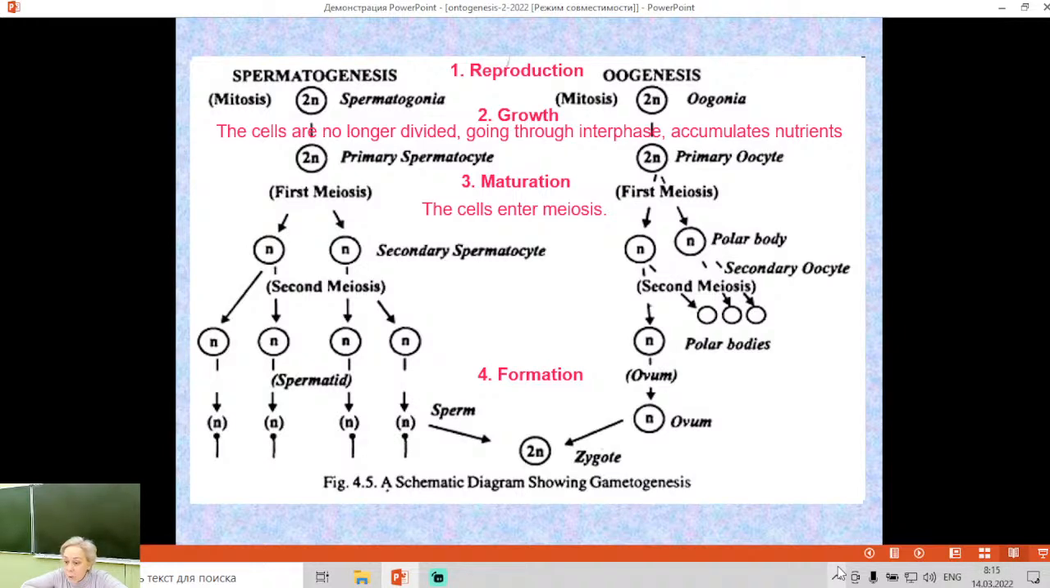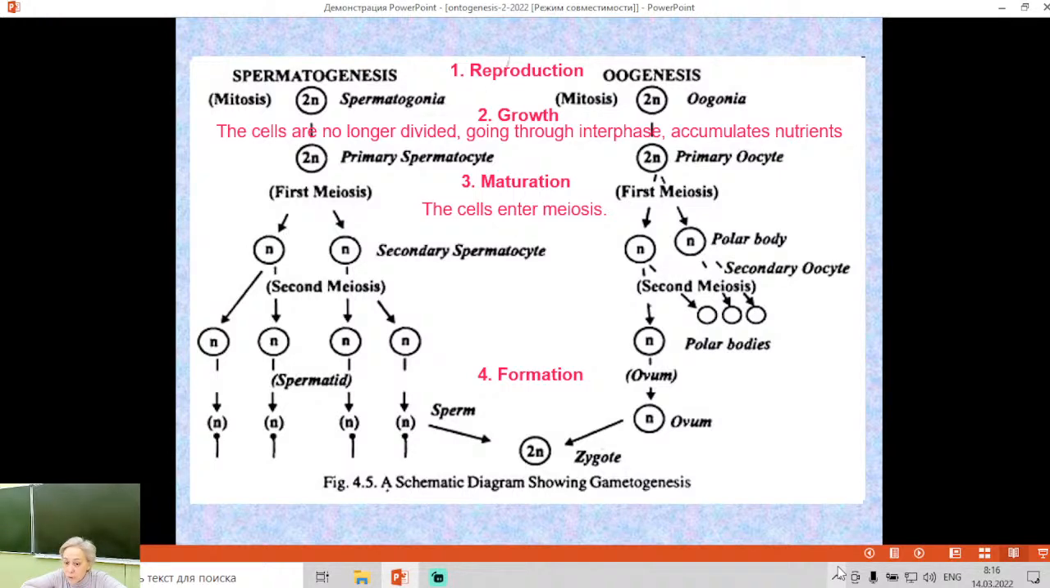A cell of this state is called primary oocyte or oocyte 1. Next state, maturation, the main process is meiosis. Primary oocyte undergoes the first meiosis, and the primary oocyte divides into two daughter cells with set of chromosomes 1N to C.